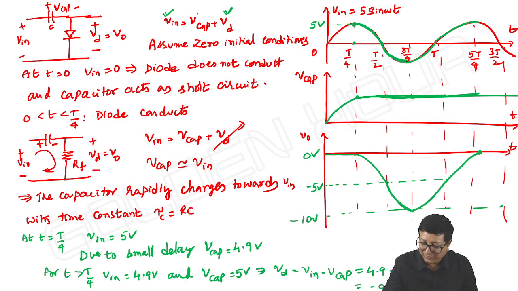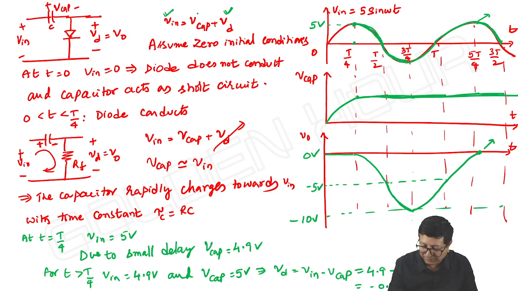Next, further what happens? Input is not further rising. If it rises, then there is a scope for VD to be positive. Then there is a scope for the diode to conduct. But it is not happening. So input is falling. Whatever is taking place here, the same thing is taking place here. So input is further falling by 5, so it is constant.